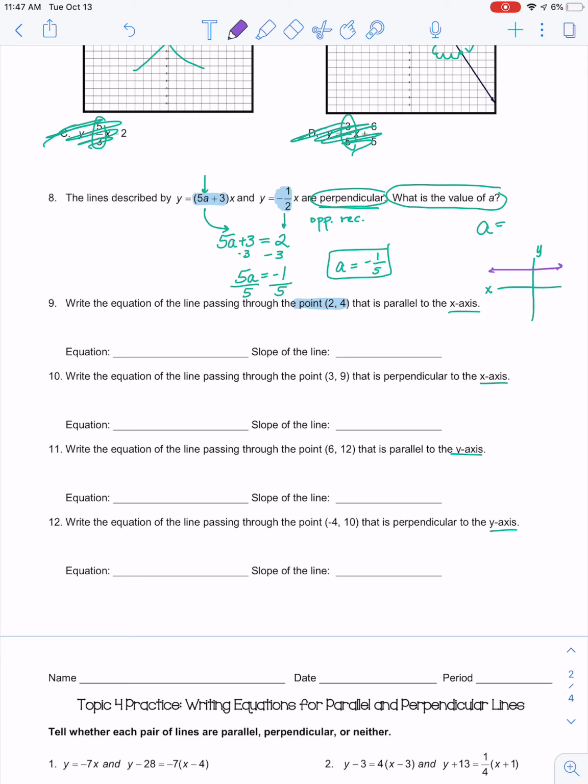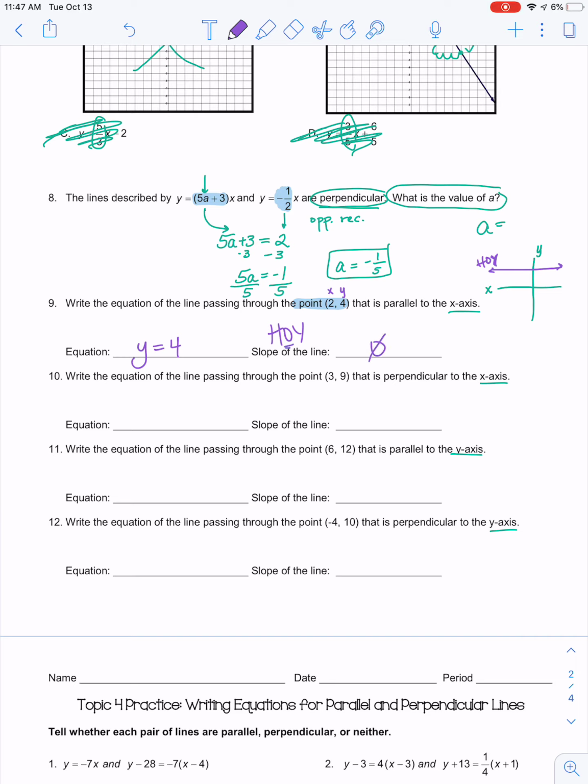Well, what are horizontal lines? They are Hoyes. So if I need to write an equation, it's going to be y equals because of the y in Hoy. So y equals, what does y equal? Look at your point. Y is 4. What is the slope? Well, we already said if it's a Hoy, right? The slope is just that 0.